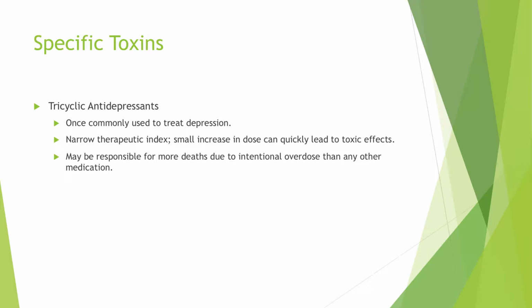So now to tricyclic antidepressants. Here are some toxins that we start thinking about. There are other antidepressants, but people are still on these tricyclic antidepressants. They have a very small therapeutic index, so your blood level has a very narrow window. They're kind of hard to manage, and that's part of the problem with them. They quickly lead to toxic effects because a lot of times we go out of the therapeutic level. They may be responsible for more deaths due to intentional overdose than any other medication we have. Isn't that crazy? But we still use them for a lot of things.